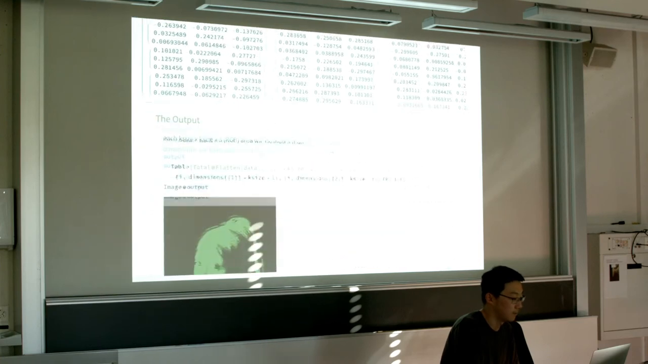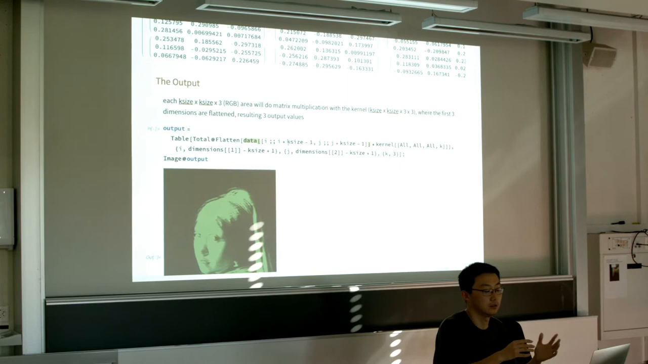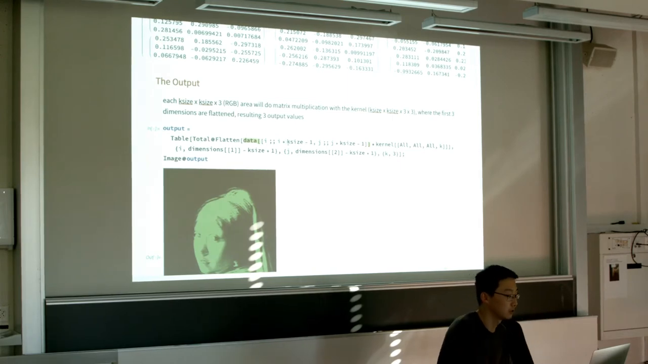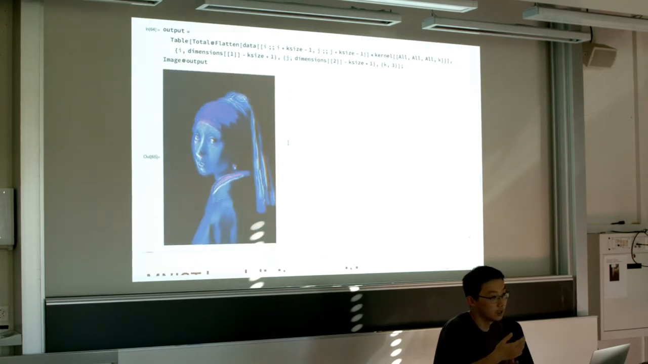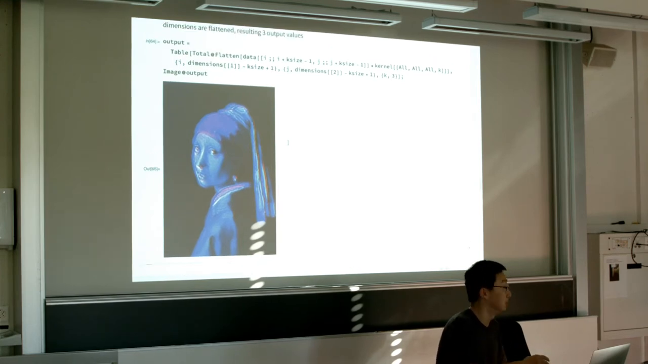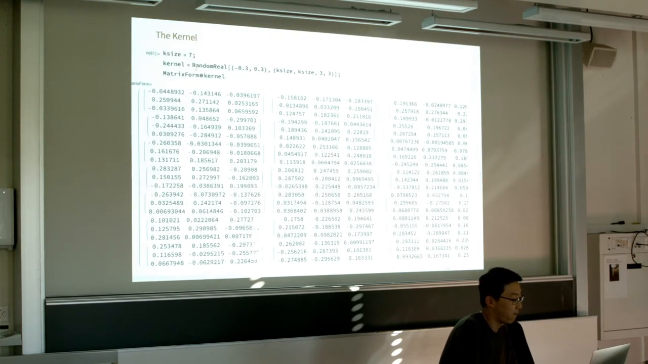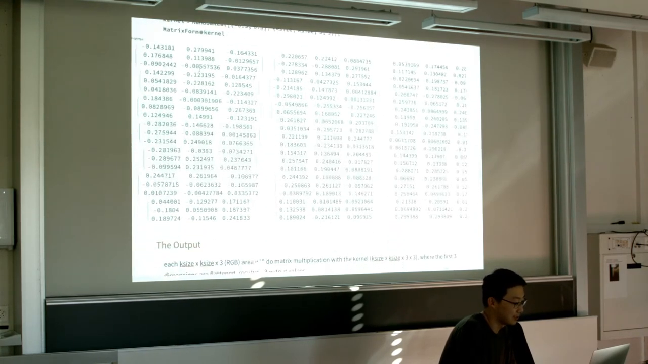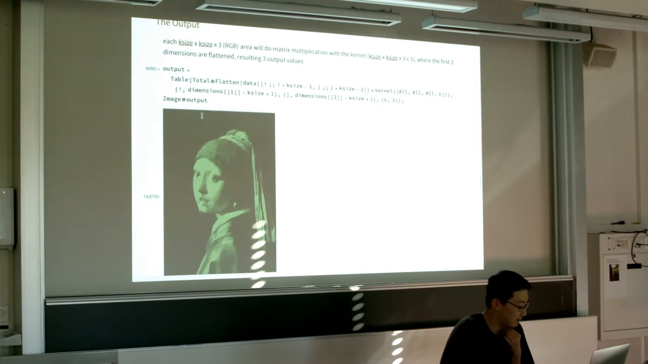And then the final operation will be moving this small matrix along this input image so that we get something different. And because the matrix is randomly generated, every time we generate a new matrix, we get some new results. For example, this will be the result I have currently. And of course, you can redo this matrix, and I don't know what I can have this time.